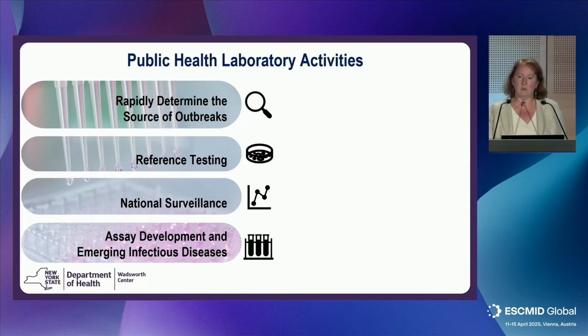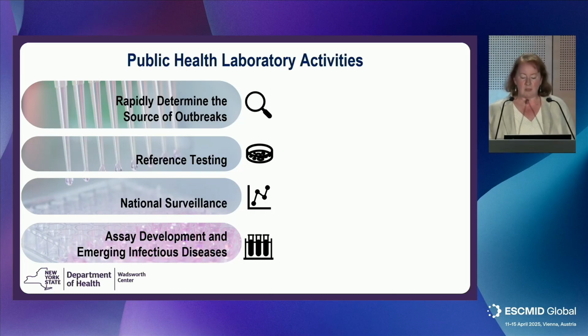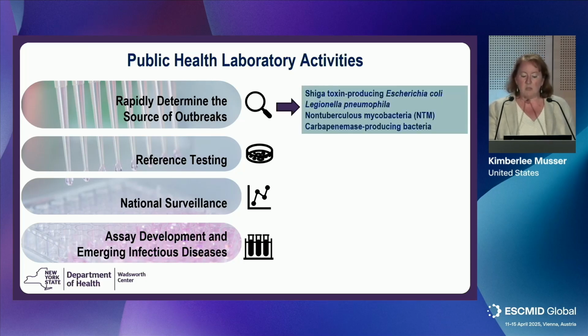Let's get going. So in New York, Wadsworth Center, we're the state public health laboratory. We have a large population of about 19 million. We do work to rapidly determine the source of outbreaks. We do reference level testing to support our clinical laboratories in the state. We do national surveillance and also a lot of national testing around TB at the moment.